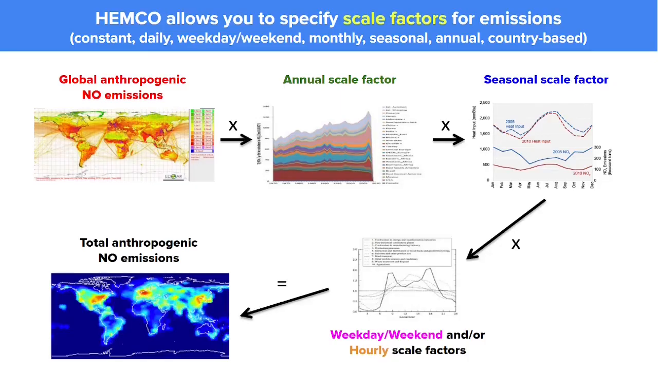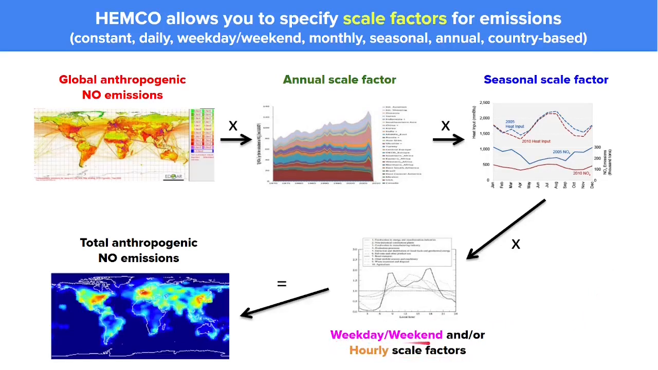HEMCO allows you to specify scale factors for emissions. So with HEMCO, you can take a global emissions inventory as is shown here. In this case, this is global anthropogenic nitrogen oxide emissions. And then you can modify that. So without modifying the actual files, you can say, I want to take this data, I'm going to read in some scale factors, and I'm going to read in an annual scale factor to account for annual trends, and then we may have some seasonal trends, and then we may also have some weekday or weekend or hourly scale factors.